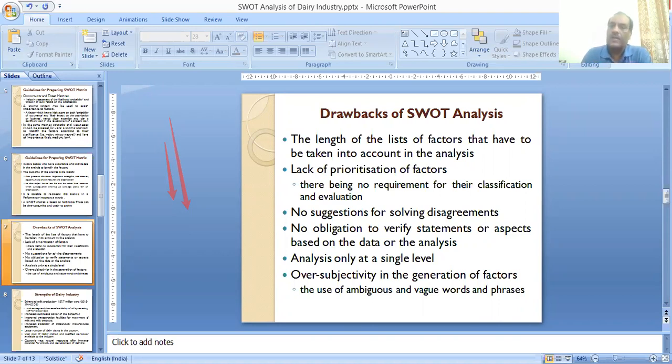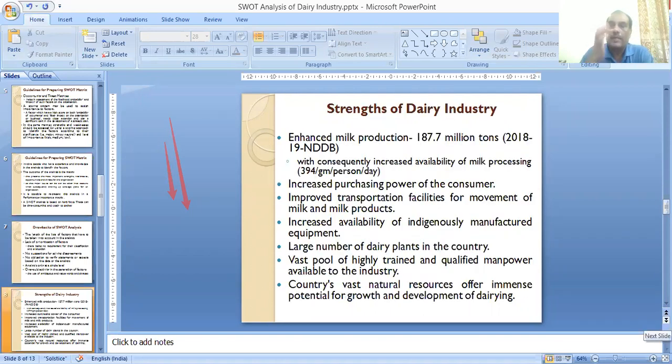Then over-subjectivity in generation of factors, because it is the experience on which we say that this is important, this is going to happen in future. So all these are very subjective, and sometimes ambiguous and vague words and phrases are utilized, and that makes it a little unacceptable.